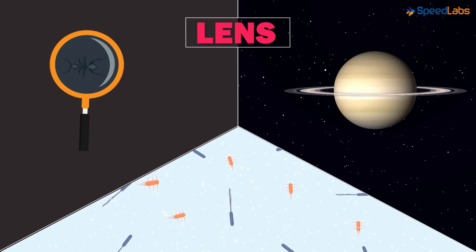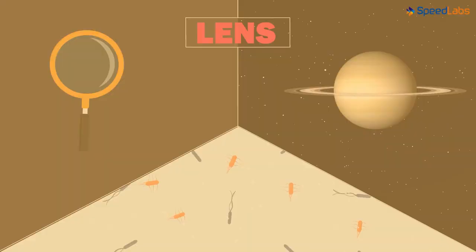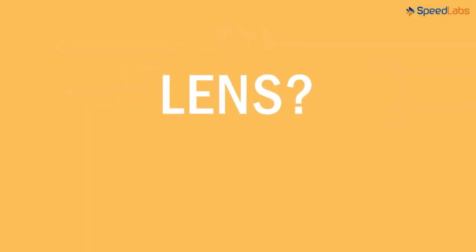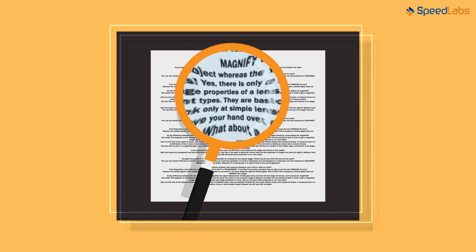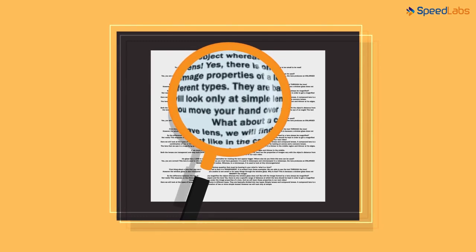Now the obvious question that must be buzzing in your mind is, what is a lens? First thing about a lens that you can immediately tell is that it's transparent. It is evident from these examples. We are able to see the text through the lens.